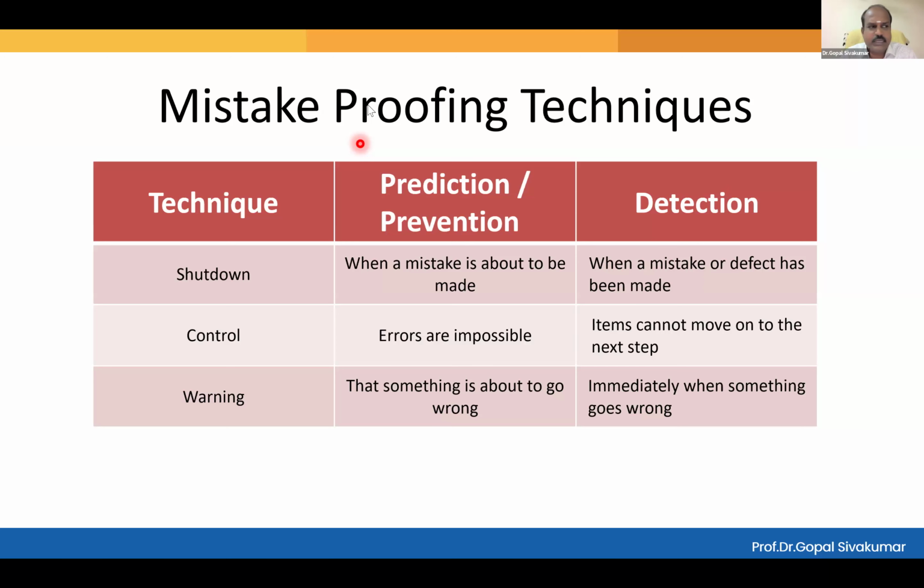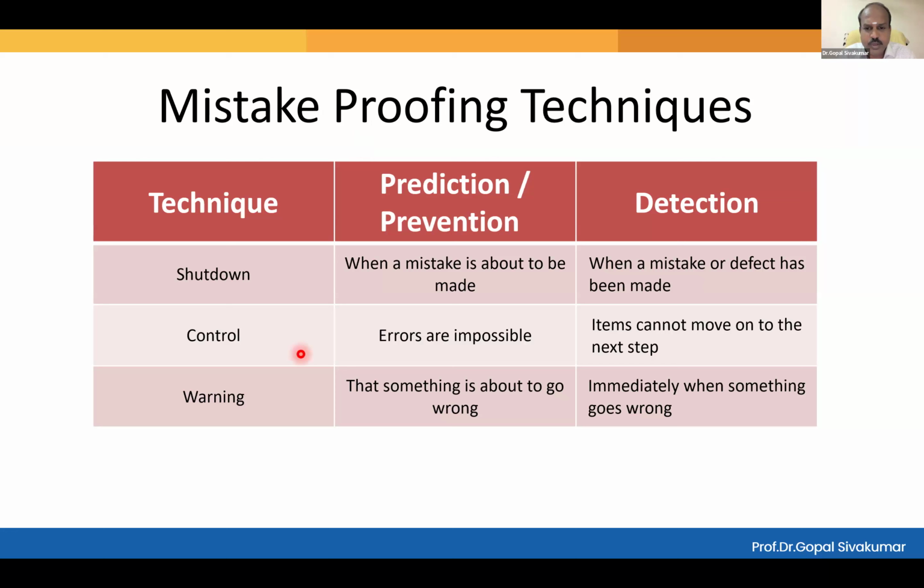If your laptop charge is less than 10%, what will happen? It will shut down automatically. If the machine's shutters are not properly closed, then what will happen? You will not be able to start. Or if the machine is running and somebody suddenly opens the shutter, the machine will stop automatically. So these are all examples of shutdown poka-yoke.